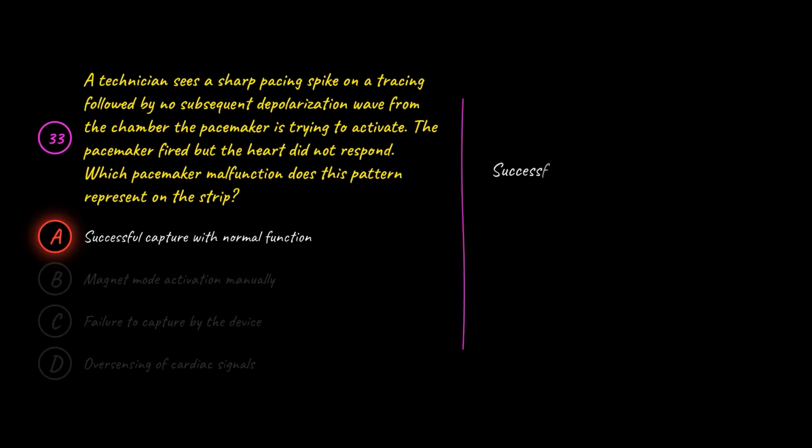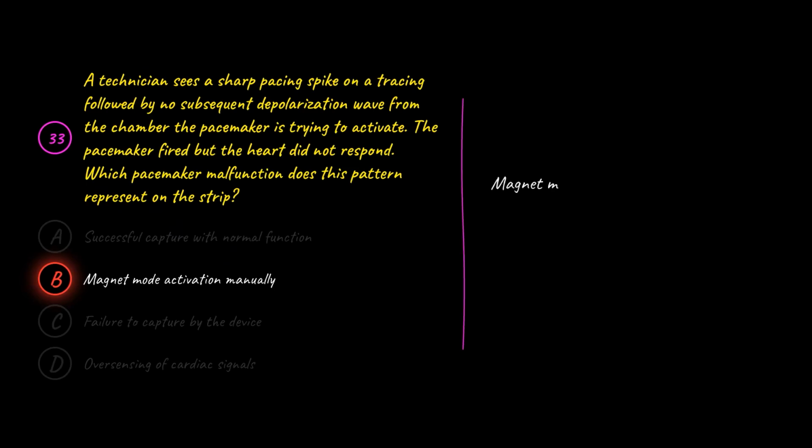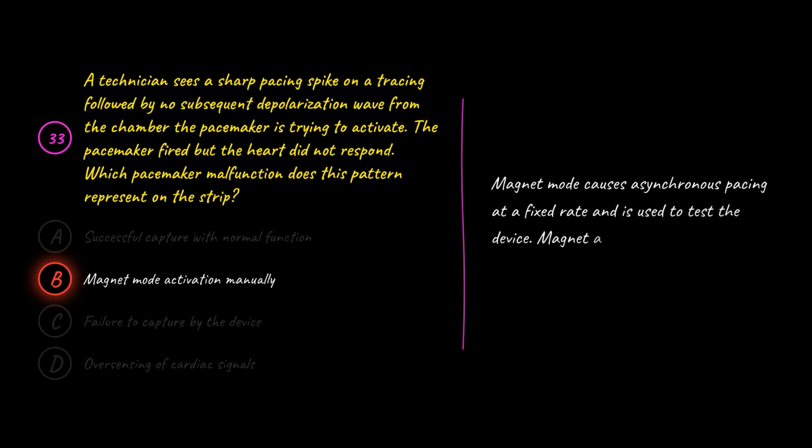A is wrong because successful capture produces a depolarization wave immediately following the spike. The absence of any wave after the spike rules out normal function in the scenario. B is wrong because magnet mode causes asynchronous pacing at a fixed rate and is used to test the device. Magnet activation does not by itself cause spikes without responses.